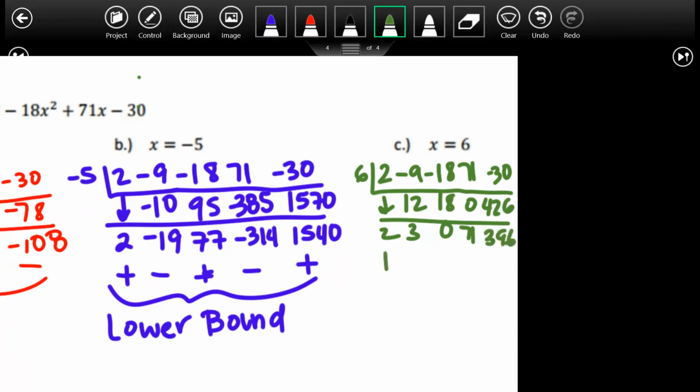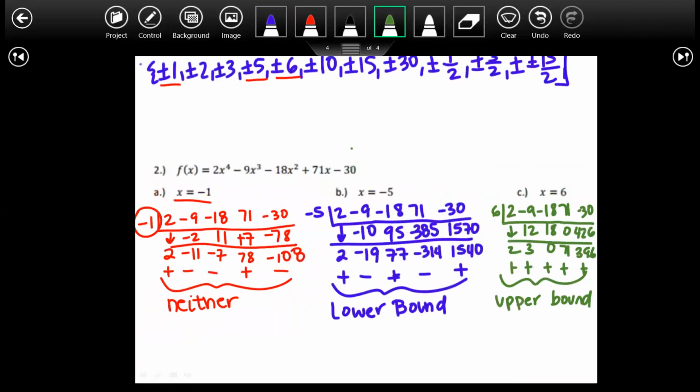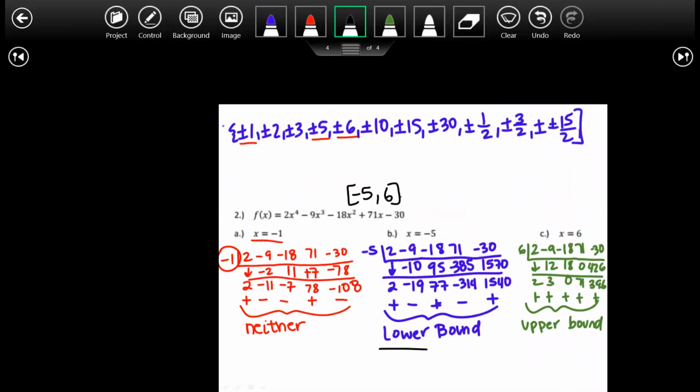all positives, positive, positive, positive, positive, and positive, which gives me an upper bound. So my numbers will exist between -5, sorry, -5 is my lower bound because it's a lower bound. My upper bound is going to be 6.